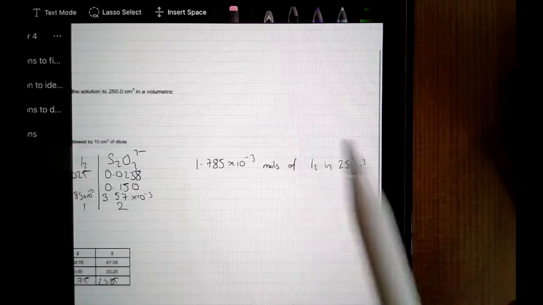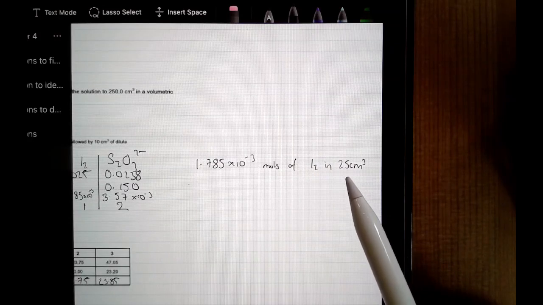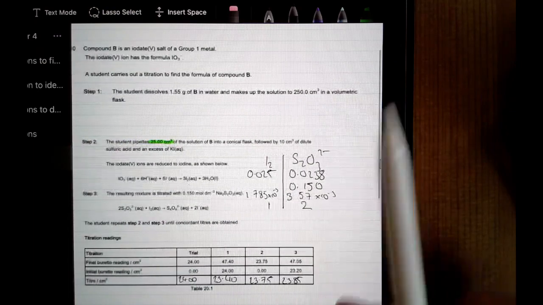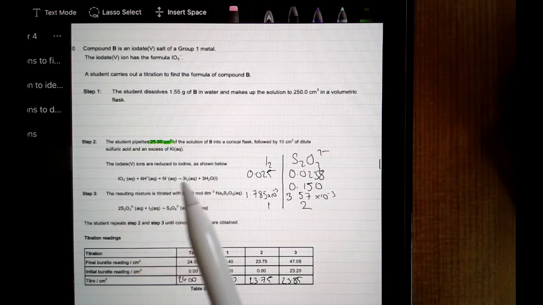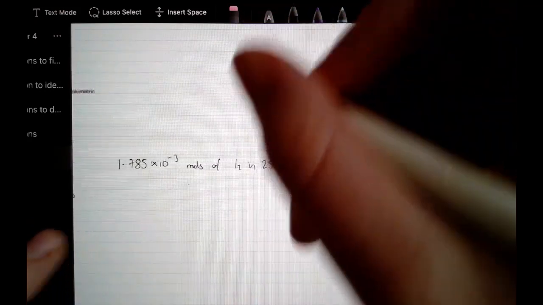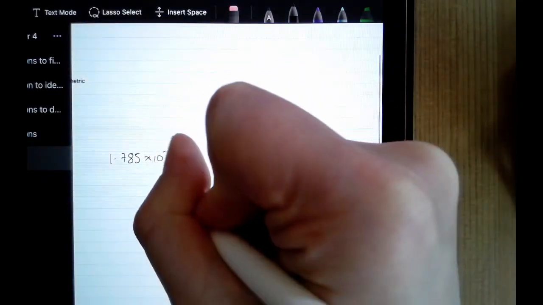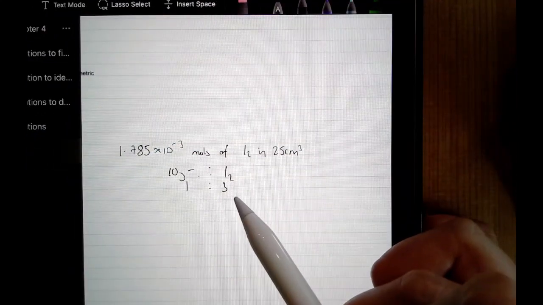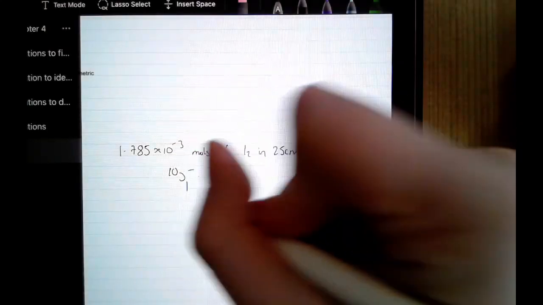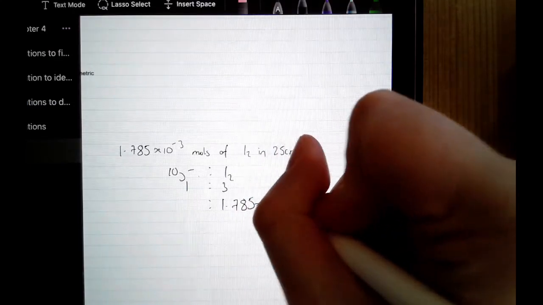So taken from my titration table, the information that I get is this, all right? This is the number of moles of I2 that I've gotten in 25 centimetres cubed. But I don't care about the I2, I need to get back to the iodate. So using this equation here, I can see the ratio between the iodate ion and I2 is 1:3. So I'm going to write that down for myself. The iodate ion, IO3-, and I2, they're in a ratio of 1:3. Okay, so if I had 1 mole, I would be producing 3 moles. But we can see with the iodine that the number of moles we ended up producing was 1.785 by 10 to the -3.